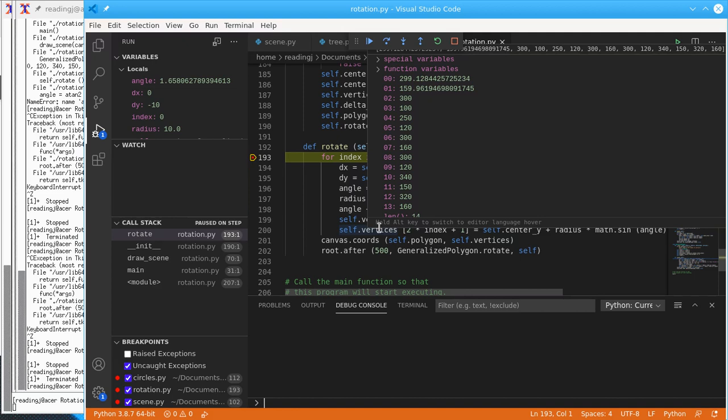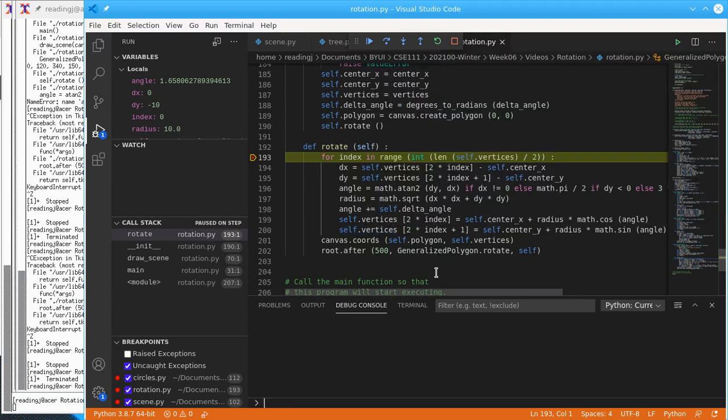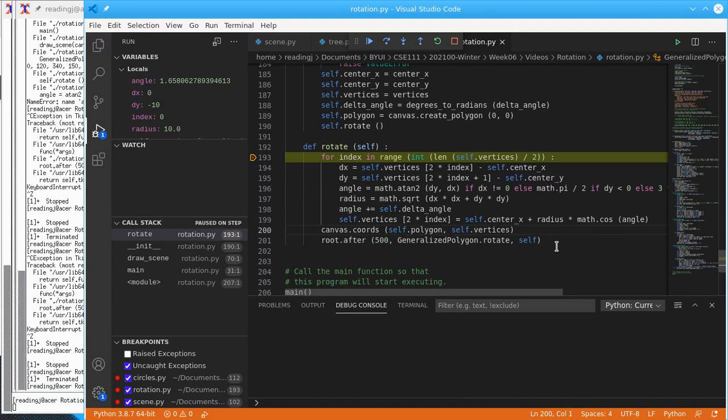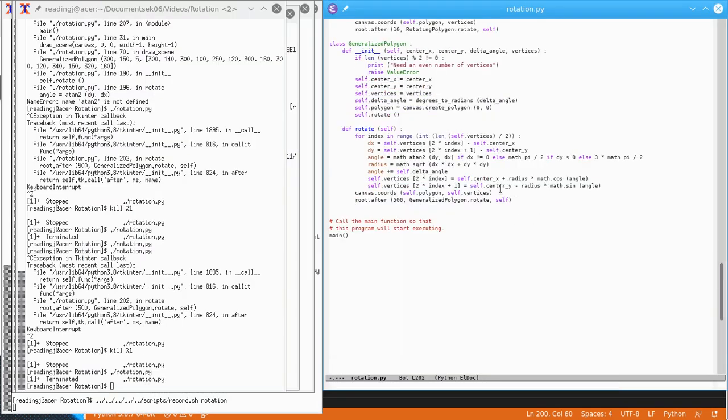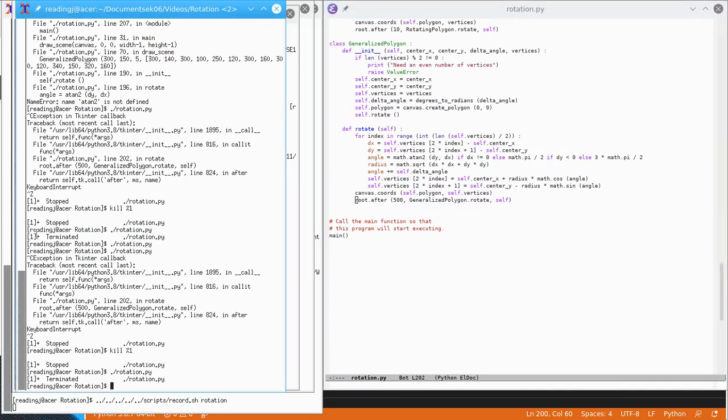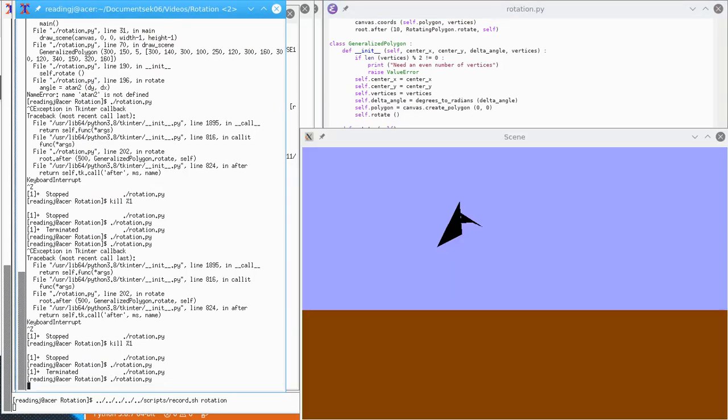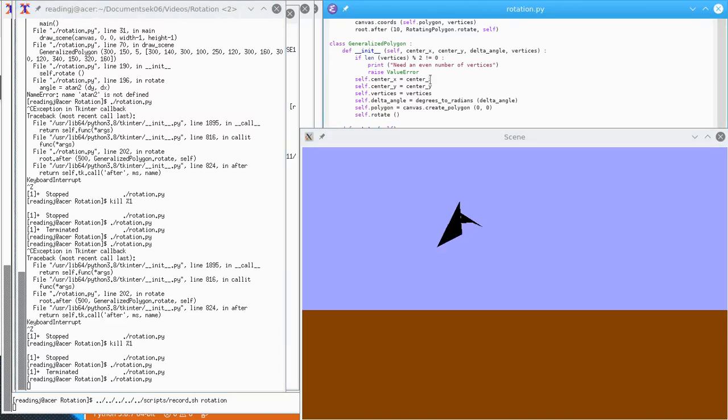It should have been 140. Oh, minus. I always forget that y is upside down. Oops. Okay. So let's revert that. There's the minus. Let's try this. Well, that's closer to a rotation, but we're not there yet.